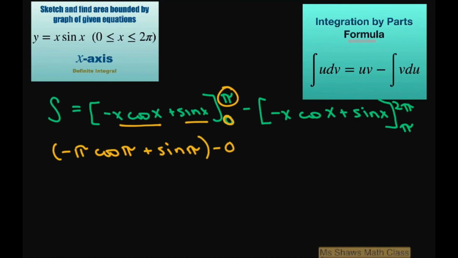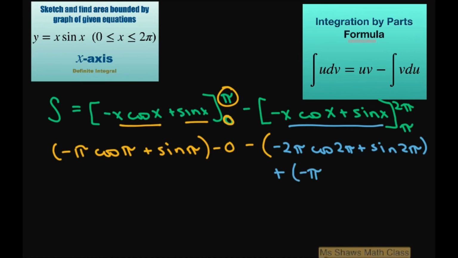All right, and then we're going to have minus, and for this piece, here we're going to have negative 2 pi cosine of 2 pi plus sine of 2 pi. All right. Then we're going to have plus negative pi cosine of pi plus sine of pi, because we'd have two negatives here when you subtract for that one. All right, let's see what we can do.